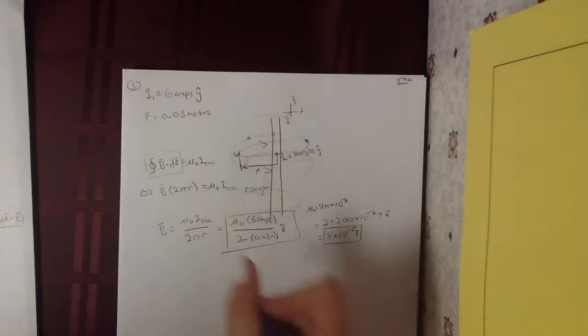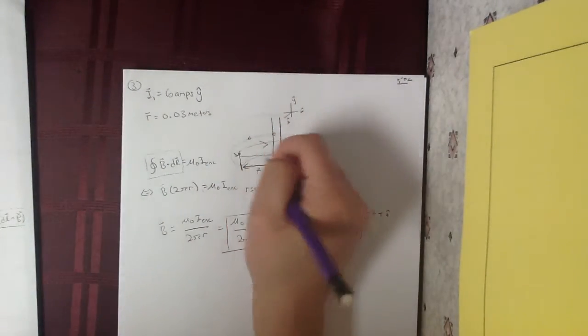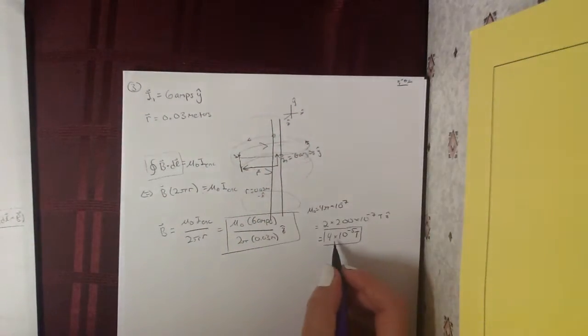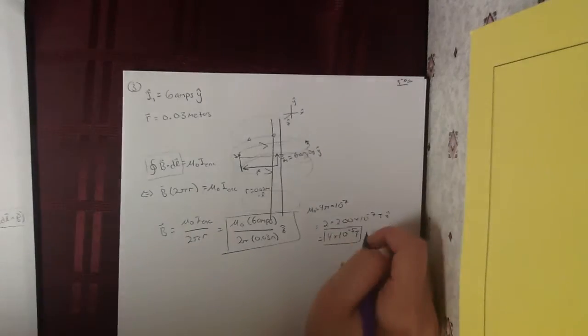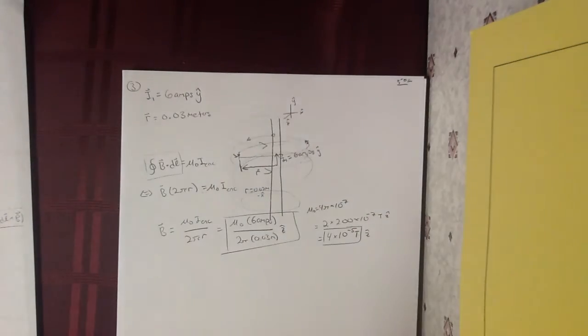So the B field, okay, at a point 0.03 meters from the wire is going to be 4 times 10 to the minus 5th Tesla, and it's going to point in the z direction. It's going to point out, coming out at you out of the page.